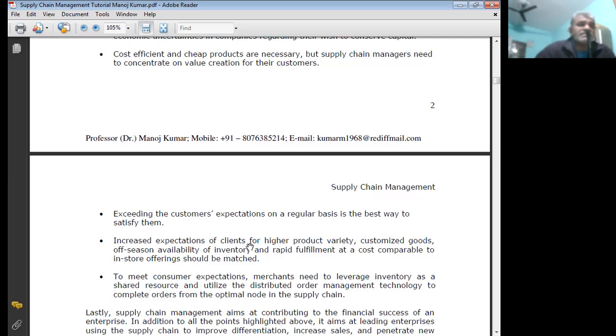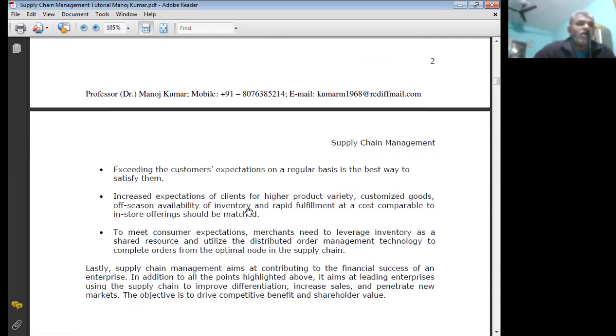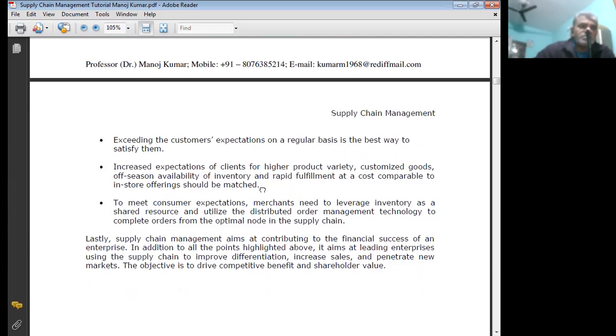Clients' expectations for higher product variety are increasing. Customized goods, off-season availability of inventory, and rapid fulfillment at a cost comparable to the in-store offerings should be matched.